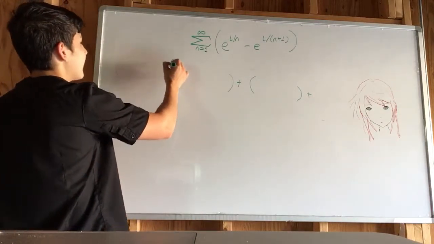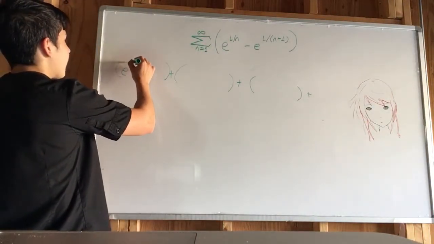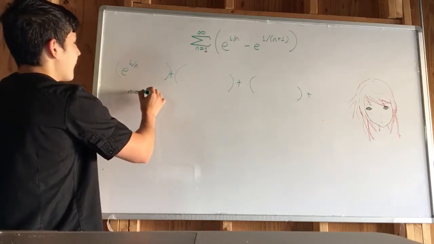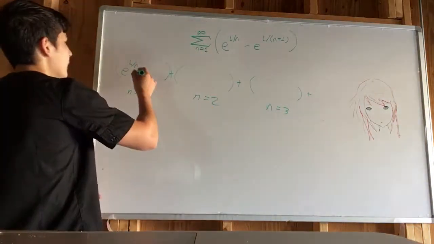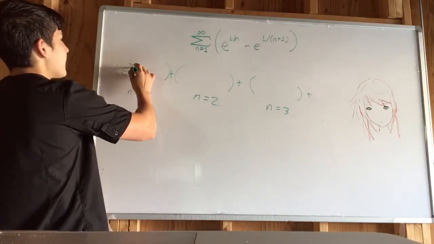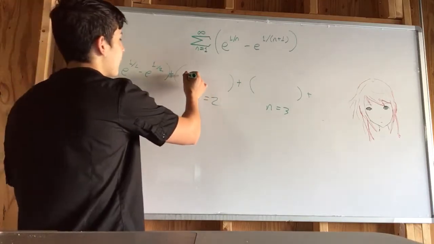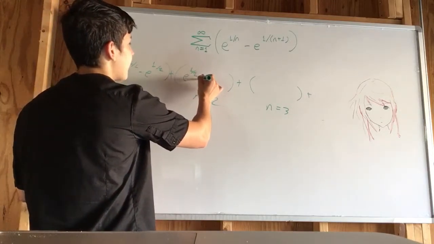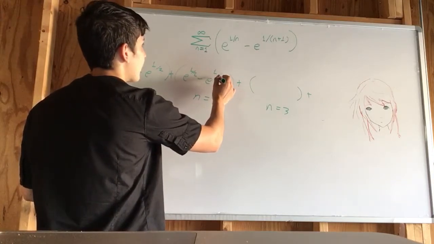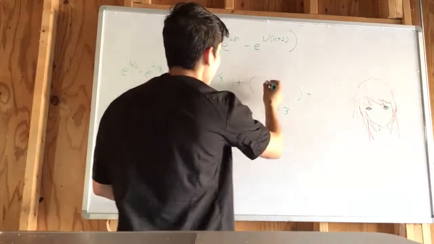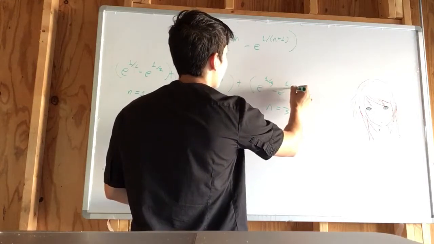Let me give myself more room with this. And this is going to be our first term where we plug in n equals 1. Here we plug in n equals 2. Here we plug in n equals 3. So we would get e to the 1 minus e to the 1/2, e to the 1/2 minus e to the 1/3, e to the 1/3 minus e to the 1/4.